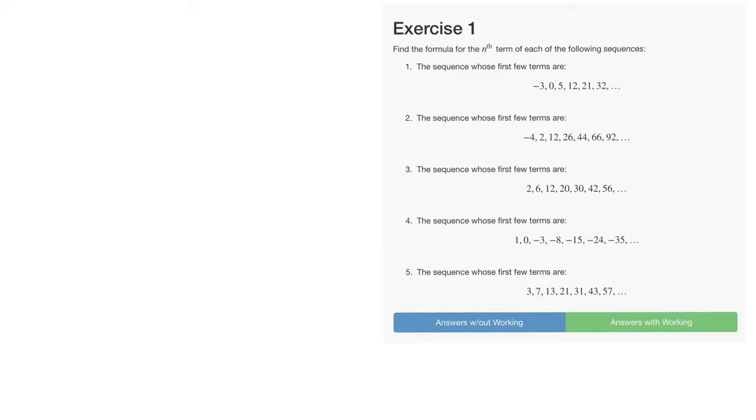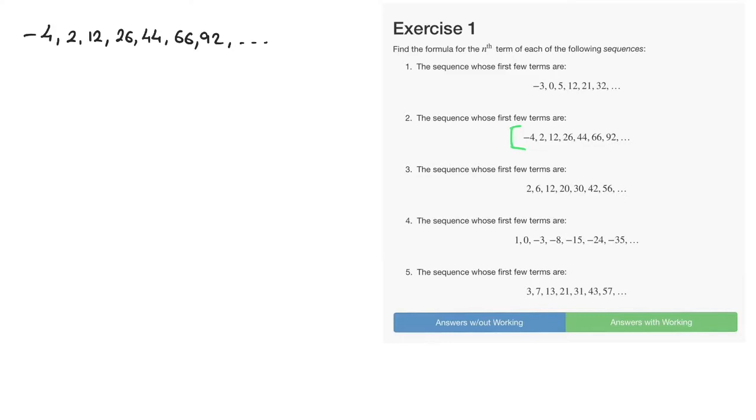We now solve the second question. So we have to find the formula for the nth term of -4, 2, 12, 26, 44, 66, 92, and so on. So, as usual, we start by looking at the difference as we go from one term to the next.